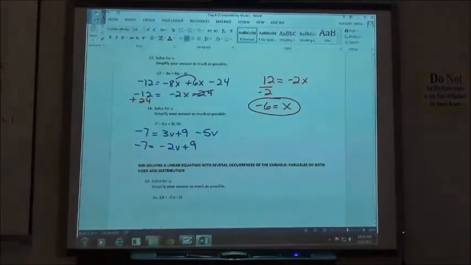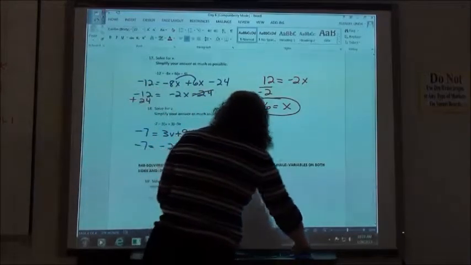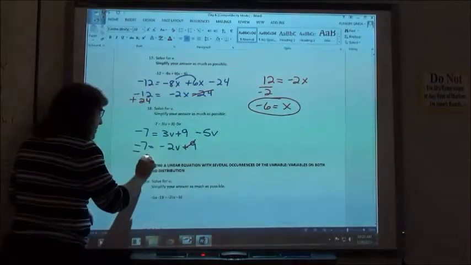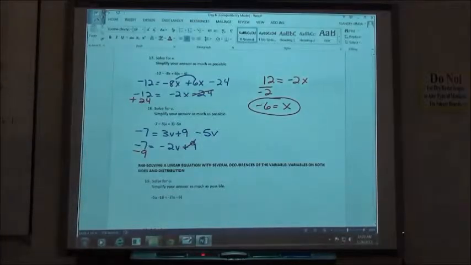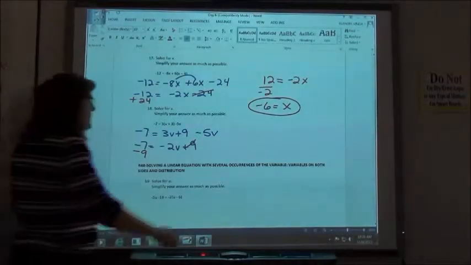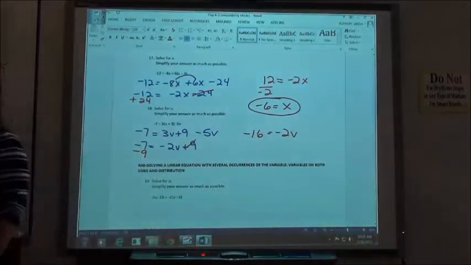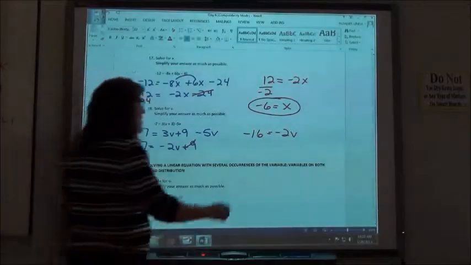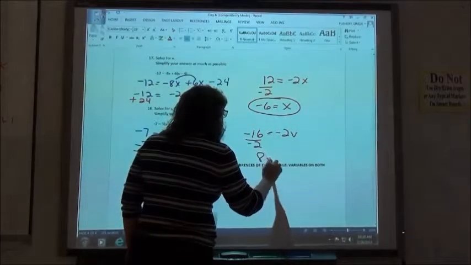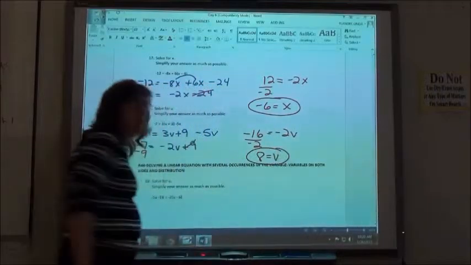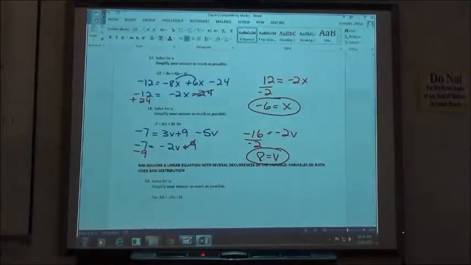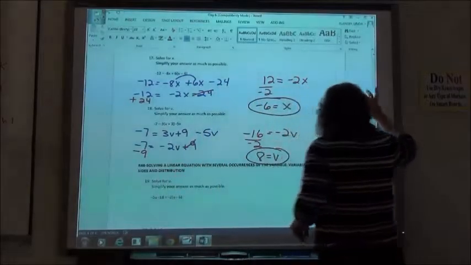I want to solve that for v. So the next thing I would do is minus the 9. Negative 7 minus 9 would be negative 16. That's going to equal my negative 2v. And my last step, dividing by negative 2. And so my answer is going to be positive 8. Negative 16 divided by a negative 2.